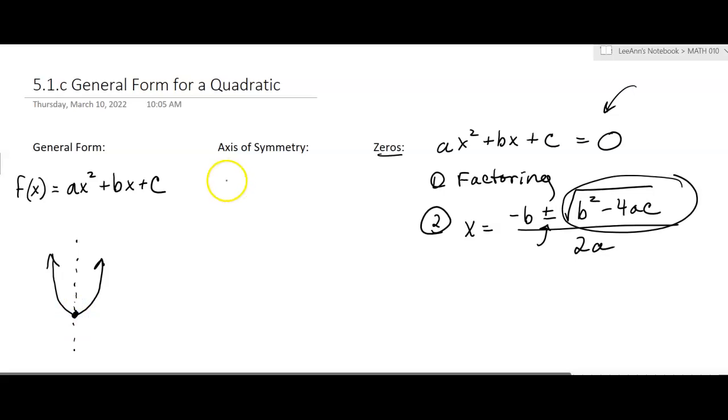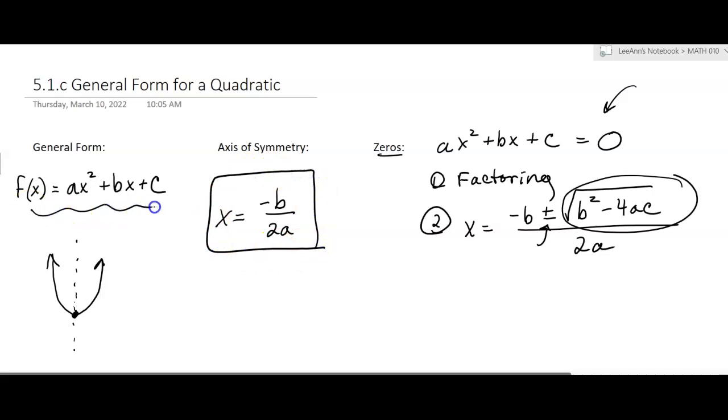It means the axis of symmetry is x equals the opposite of b over 2a. So if they want you to find the axis of symmetry and they give it to you in a general form, you can just find it by doing that part, the opposite of b over 2a. So we have methods when we're given the general form to find the axis of symmetry and zeros. So it's useful for those things.